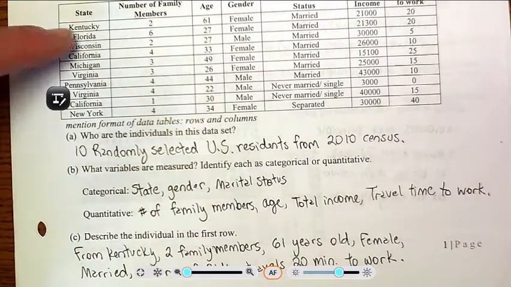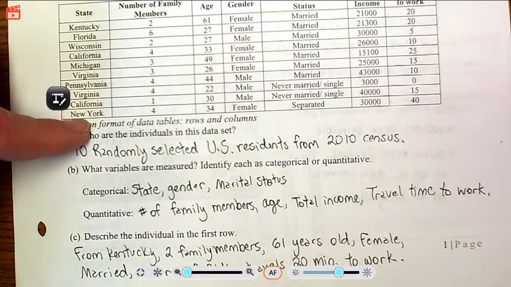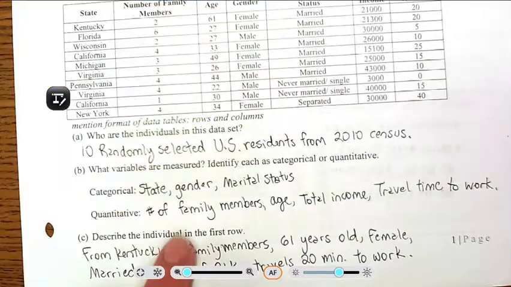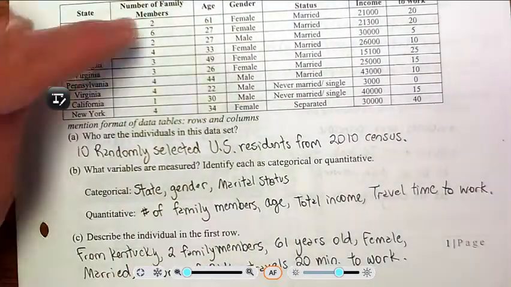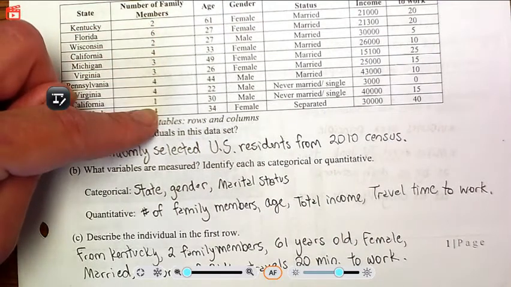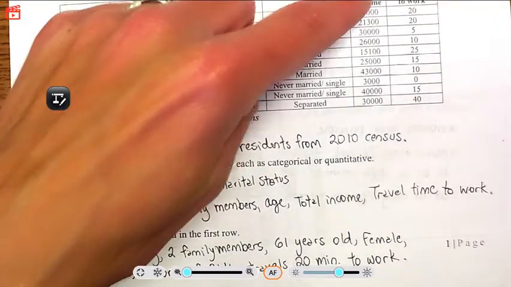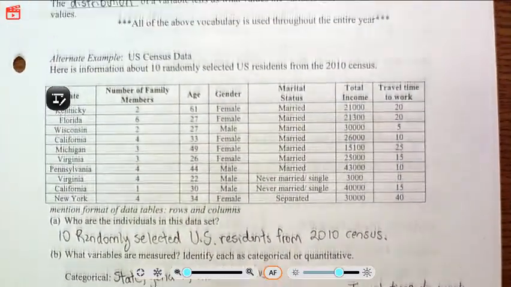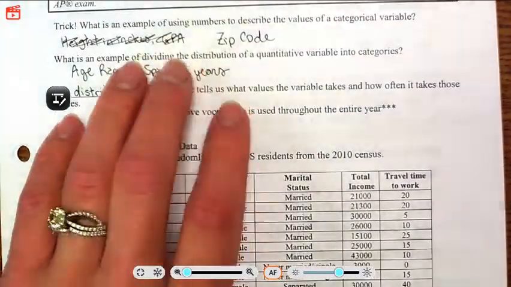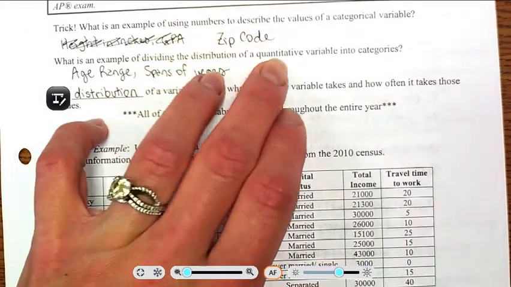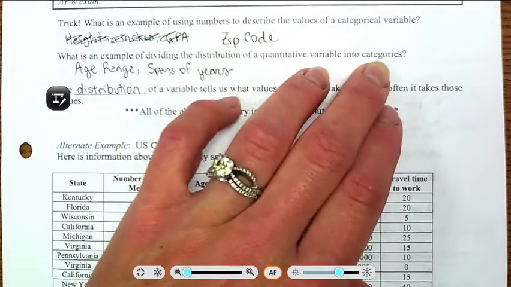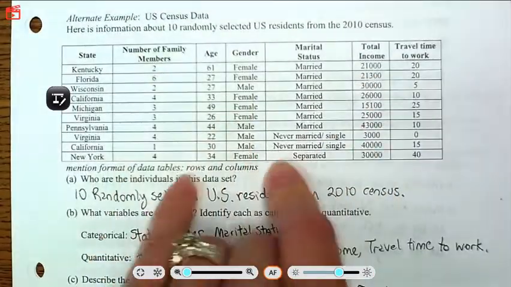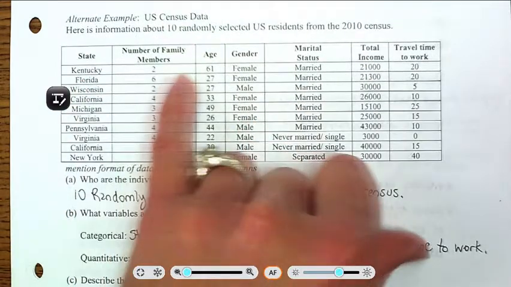Categorical is the ones that have words, like what state they're from, what gender they are, their marital status, and quantitative is all the numerical ones: the number of family members, their age, their total income, and their travel time to work. Notice that we don't yet have a situation where we're taking a quantitative variable and moving it into categories, because we're not categorizing anything here so far. We just have lists of individuals.